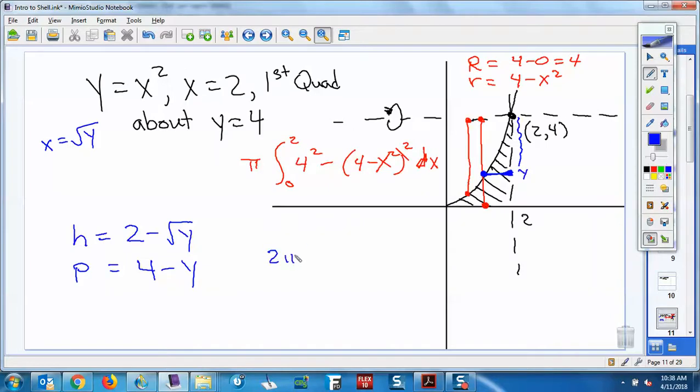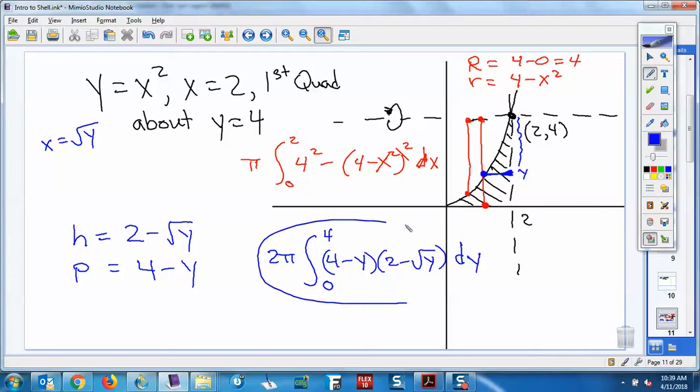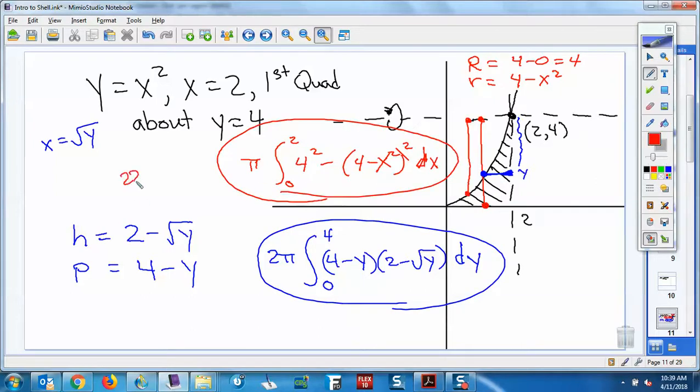So what do we have? We have 2 pi integral. The integral is going to go from what to what? 0 to 4. And then P, 4 minus y, H, 2 minus square root of y, dy, and type that in, and hopefully, Cody, you get the same answer. What do you get? 224 pi over 15.